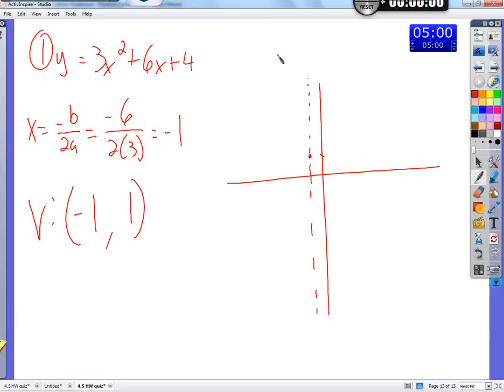So that is an idea that we could try. I'm saving you a little bit of time showing you it's not going to have any zeros. If you try to do that, you wouldn't be able to factor it. You wouldn't get any answers. So how else could we find some points? Y-intercept, how do we find the y-intercept?